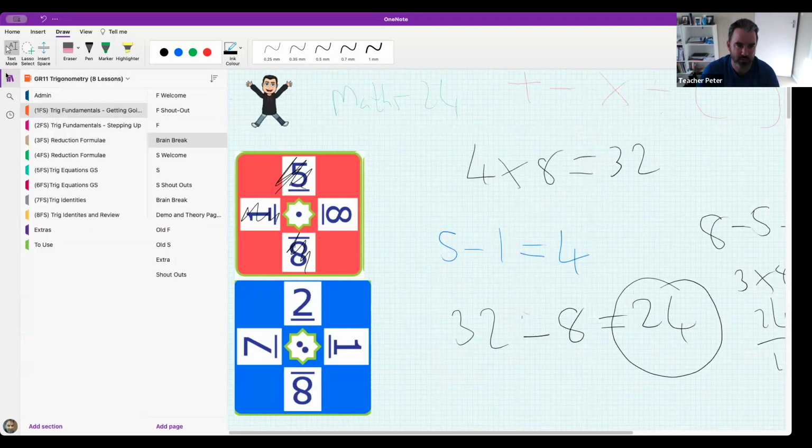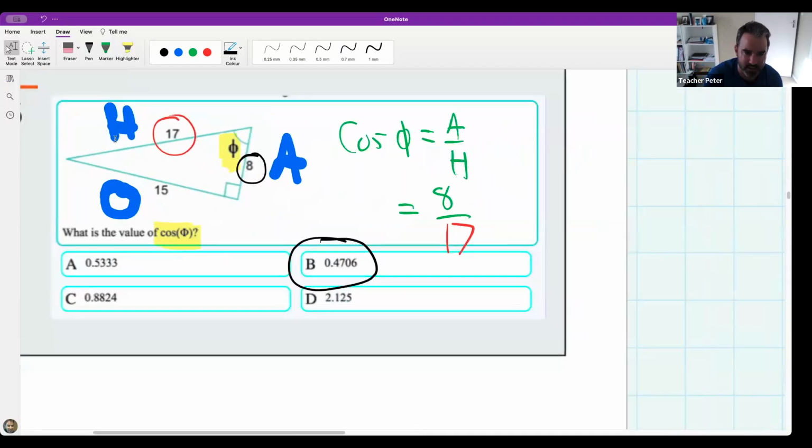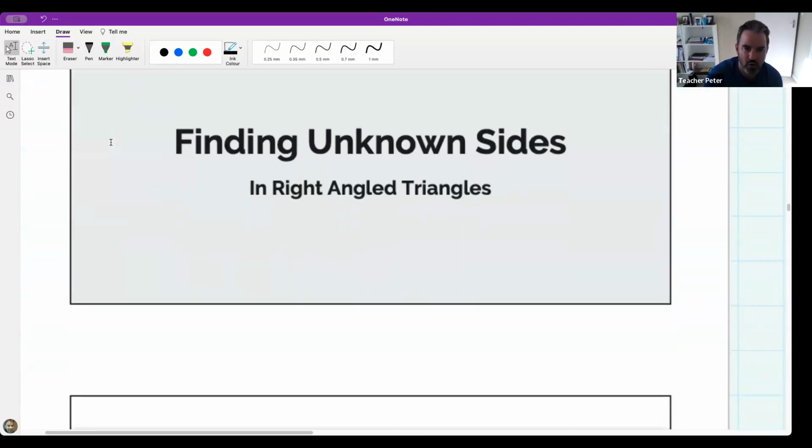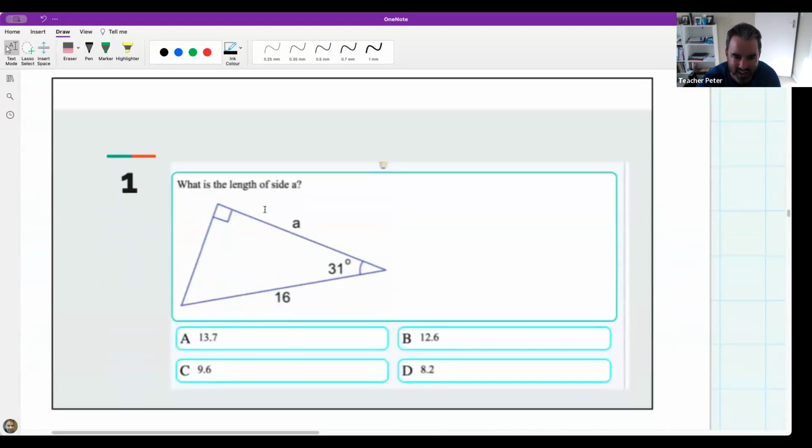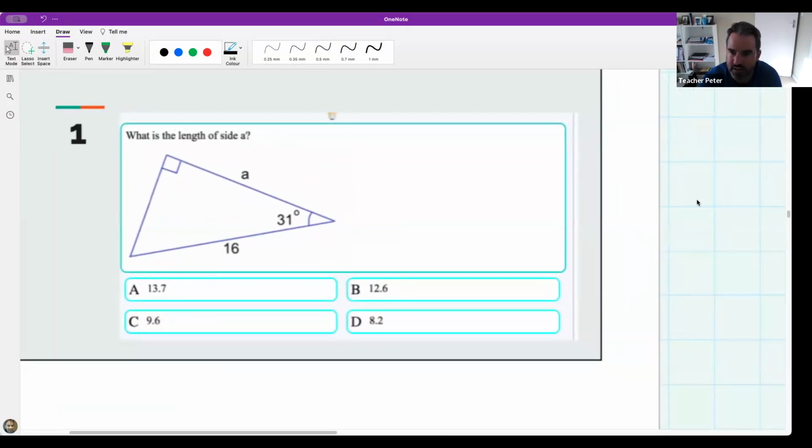Back to the trig that we were doing. Now I'm going to switch it up a little bit in the second lesson, in that we're no longer going to be looking for ratios, we're looking for unknown sides. Now what's going to be different now is that we are going to have to find what A is.